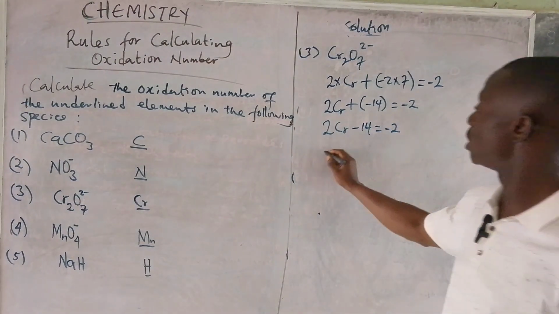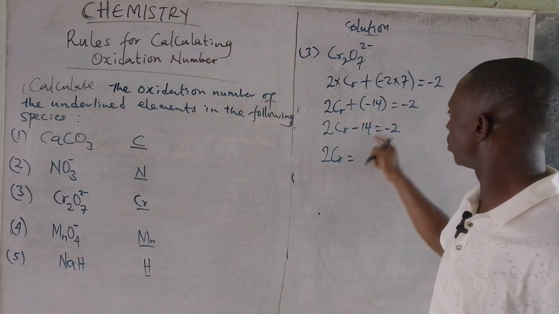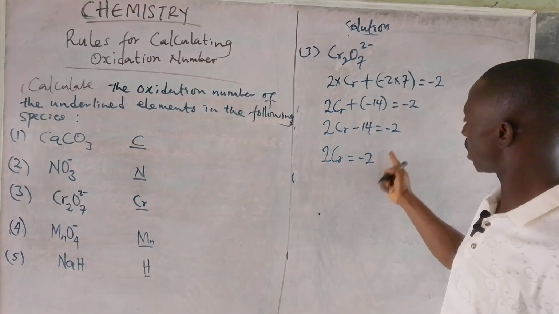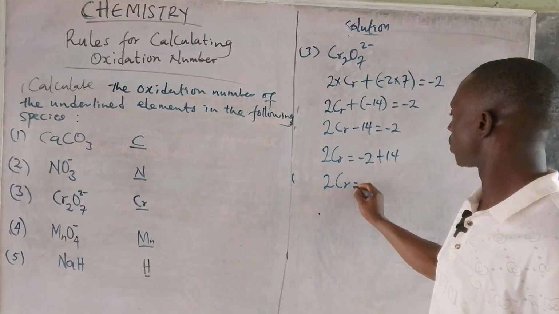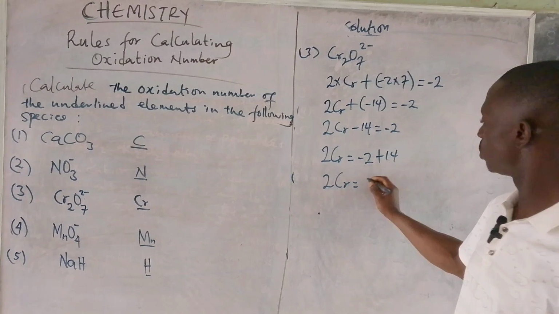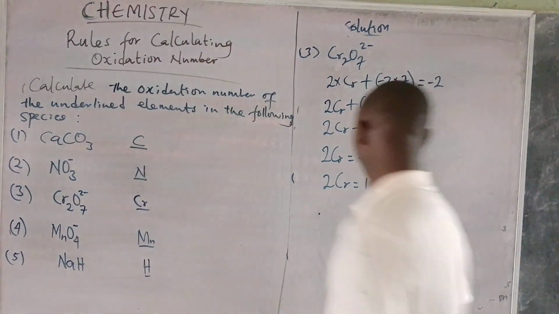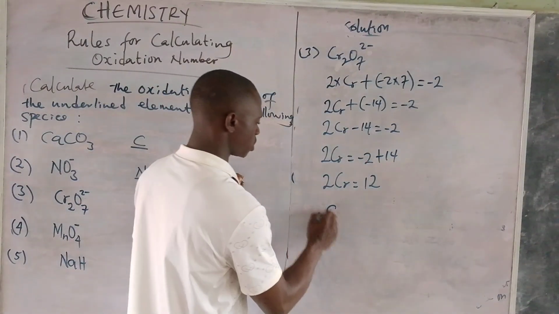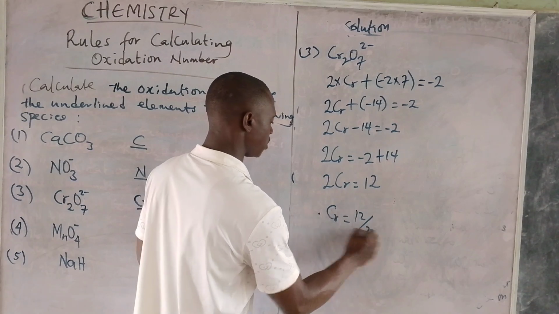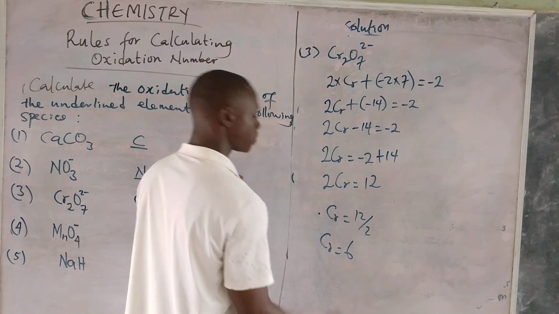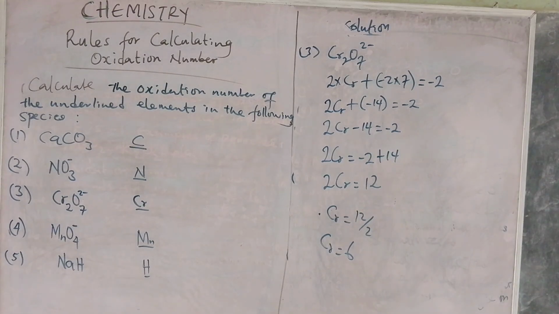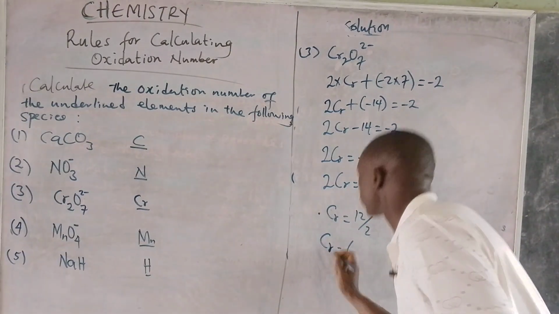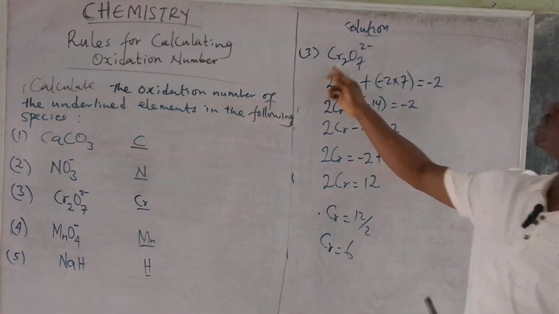Then you collect like terms. So we have 2Cr equals -2. When -14 crosses over, it turns to +14. So 2Cr equals -2 plus 14, which gives us 12. Then you divide both sides by 2. So Cr is 12 divided by 2, and Cr is 6. So the oxidation state of chromium in this compound is +6.